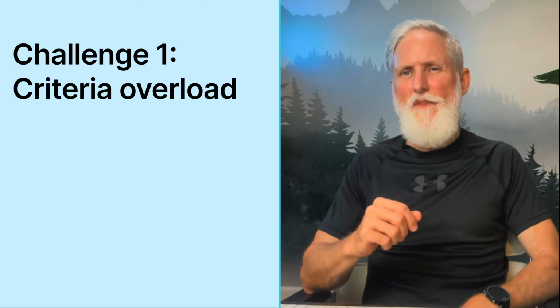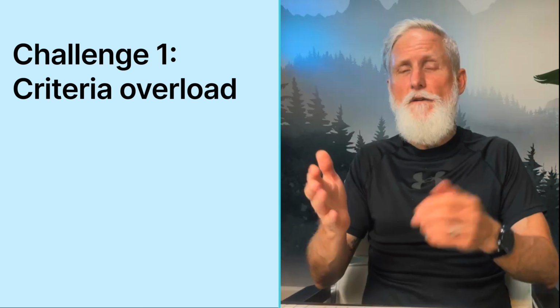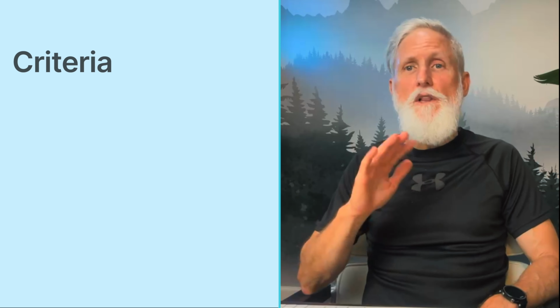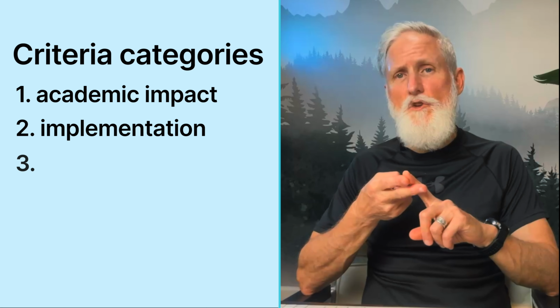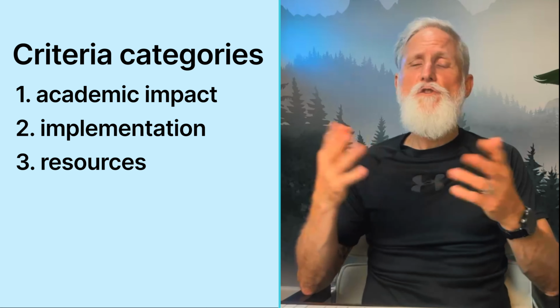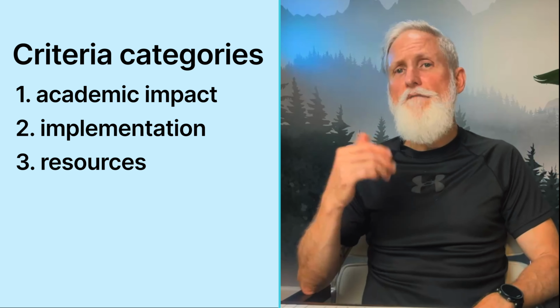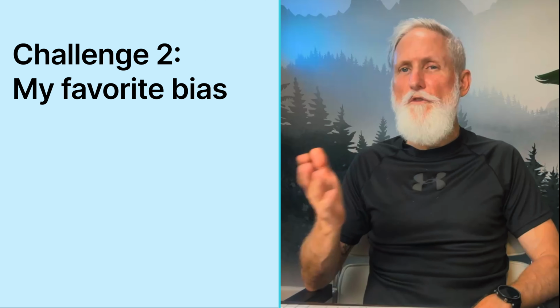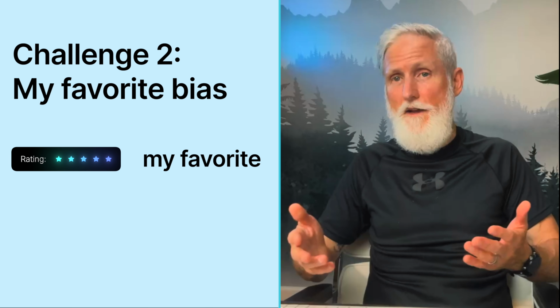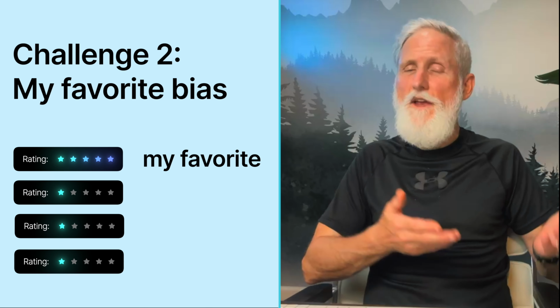Challenge 1, we need 20 criteria. No, you don't. Let's start with these categories: academic impact, implementation, and resources. Just have your team list a few in each of those categories, and then have them narrow it down to just their top 2 in each of those categories. Then run it through the decision matrix.